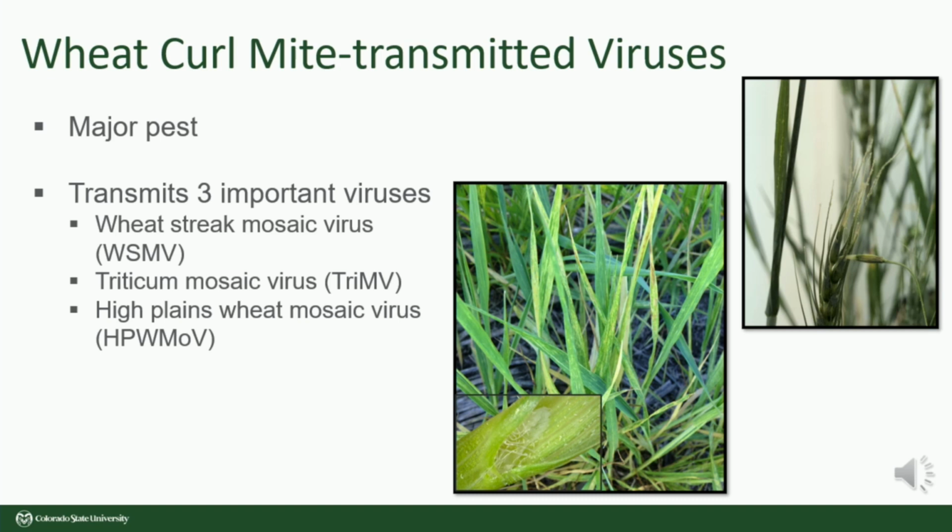The wheat curl mite, as you all know, is a microscopic mite, but it's still a major pest because the populations can build up to very high numbers very quickly. As you can see in this picture, this white stuff on the heads are actually mites.